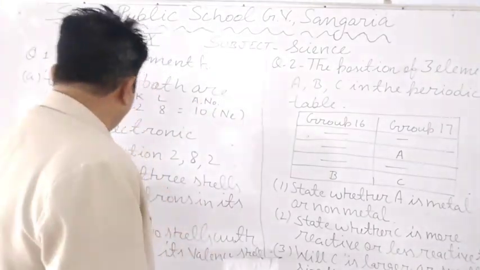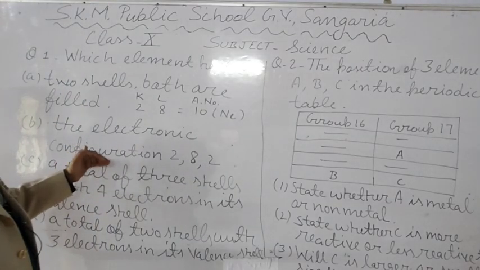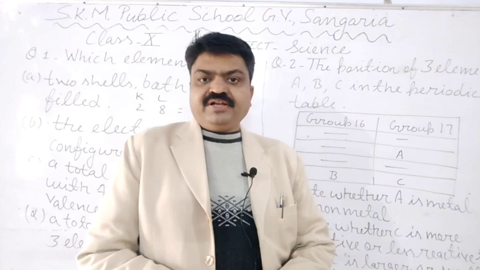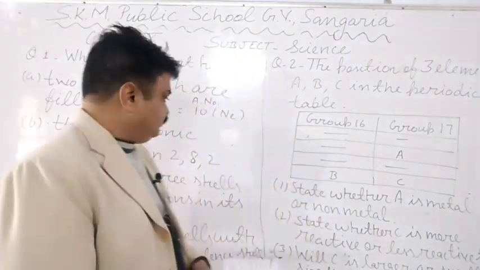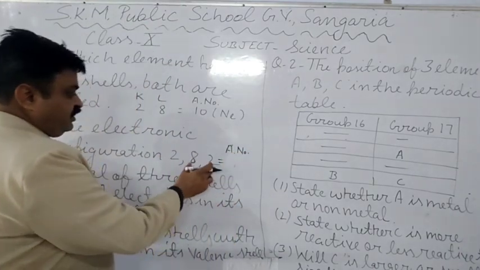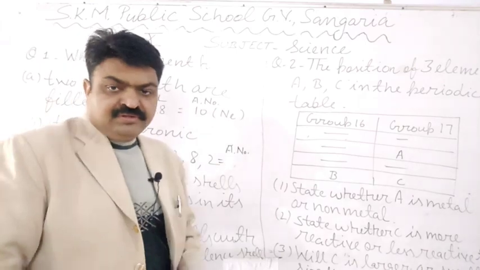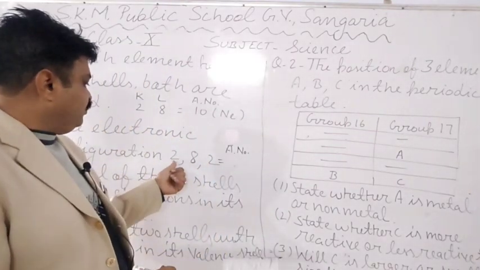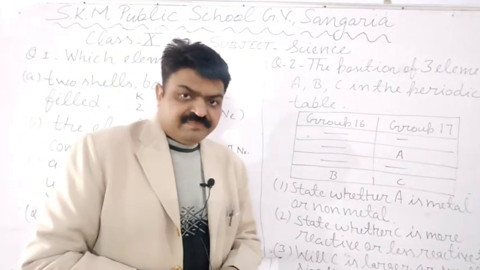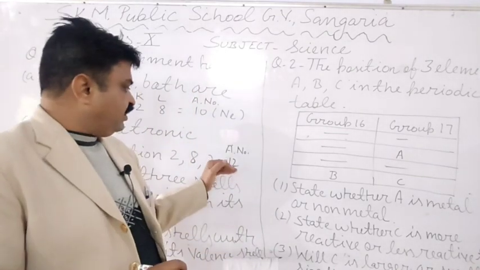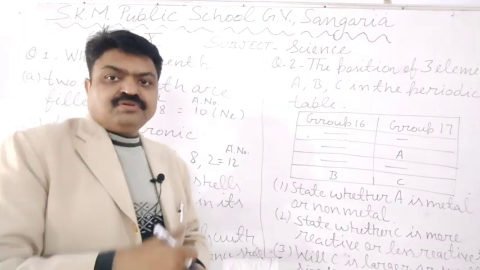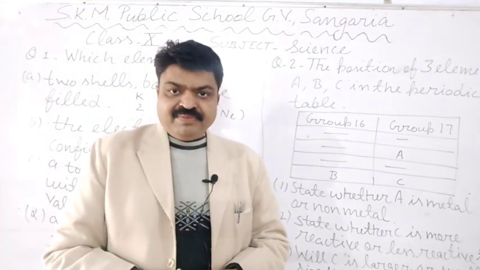Next question is the electronic configuration 2, 8, 2. With the help of the electronic configuration we can know the atomic number. What is the atomic number here, student? If we add these electrons, we can easily get it: 2, 8, 10, 2, 12. So atomic number 12. Its outermost cell has 2 electrons, so with the help of this you can know that it may be a metal.